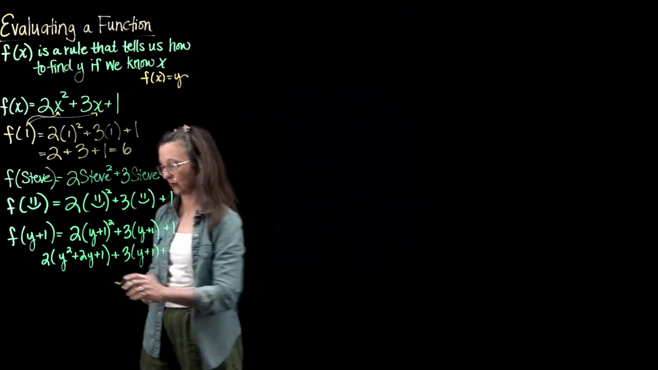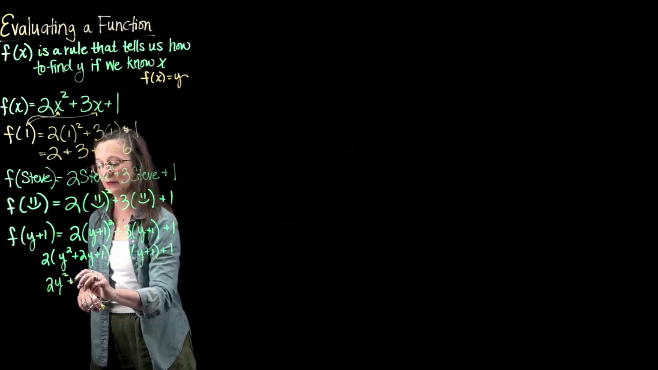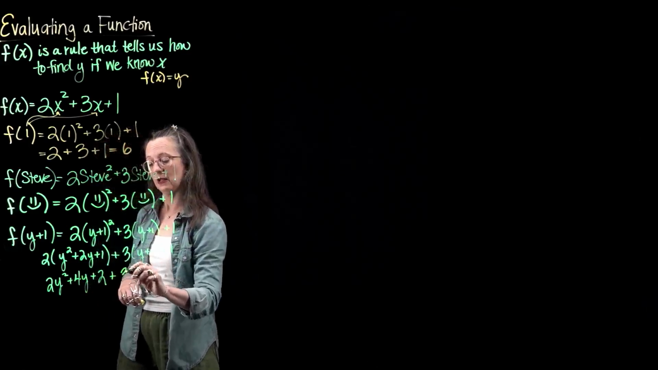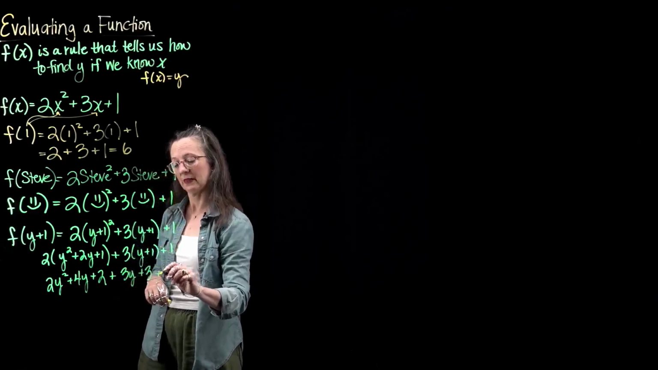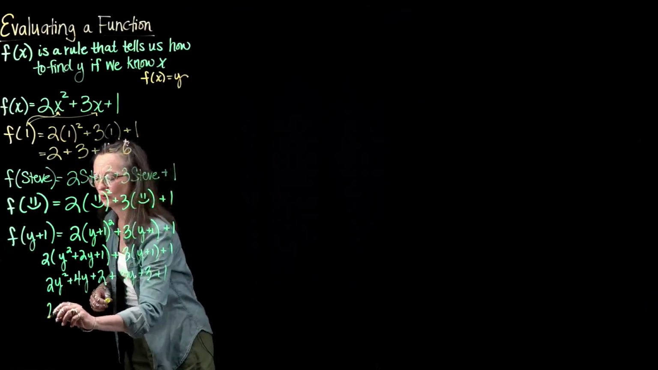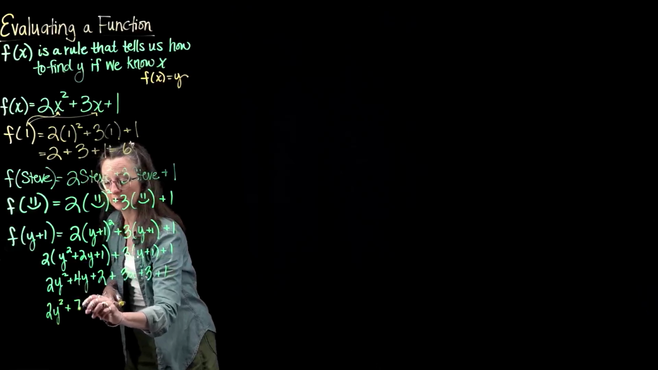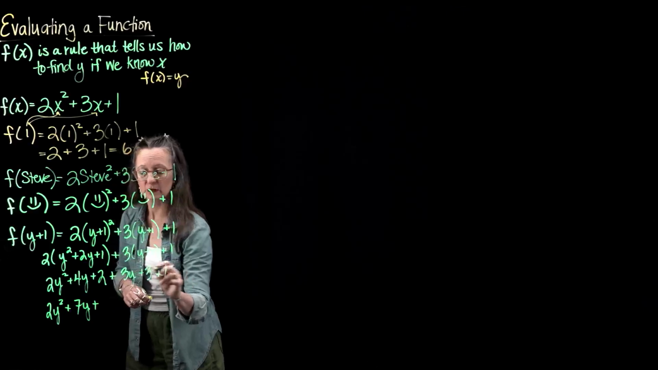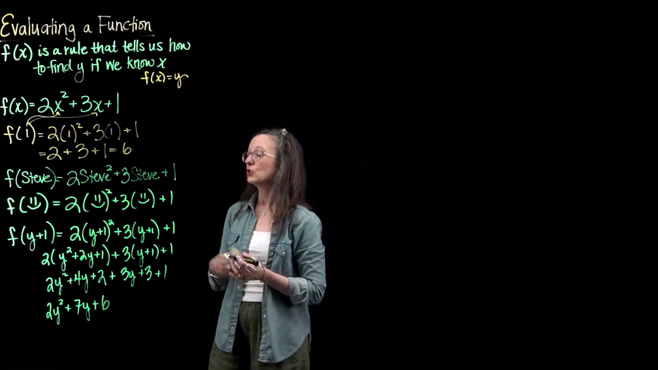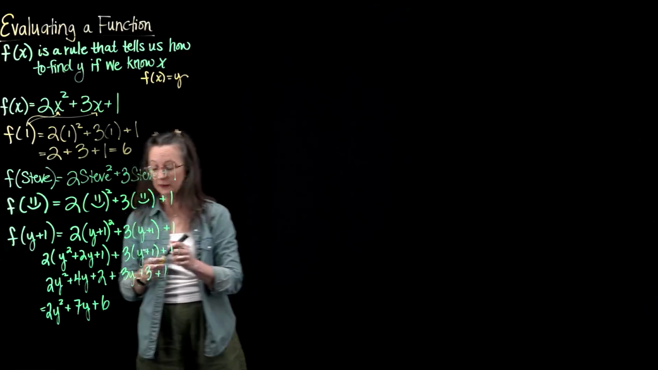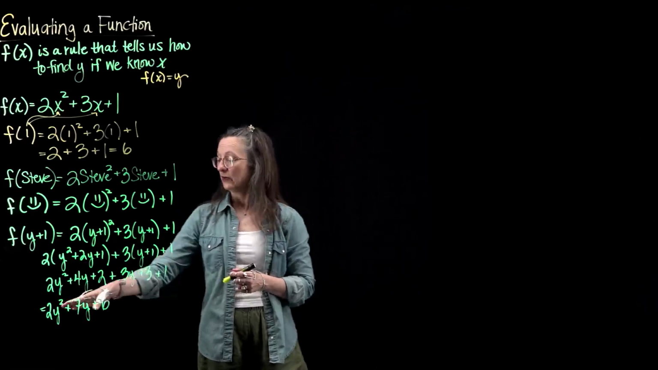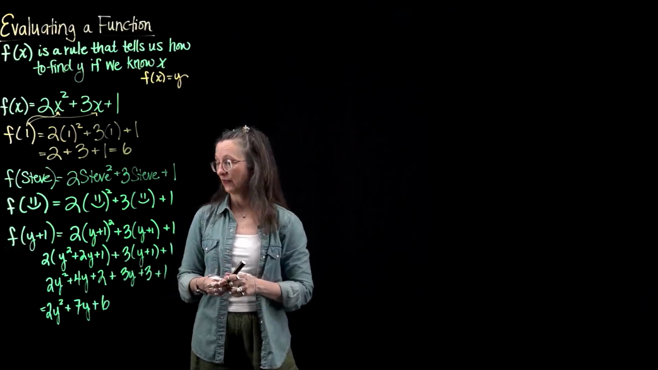Let's distribute now. So I have 2y squared plus 4y plus 2, and then 3y plus 3, and that 1 stays on the end. Let's group up like terms. So 2y squared plus 7y plus 2 plus 3 plus 1 is 6. All right, so f of y plus 1 would be 2y squared plus 7y plus 6. We've simplified it, and that's an okay answer for that.